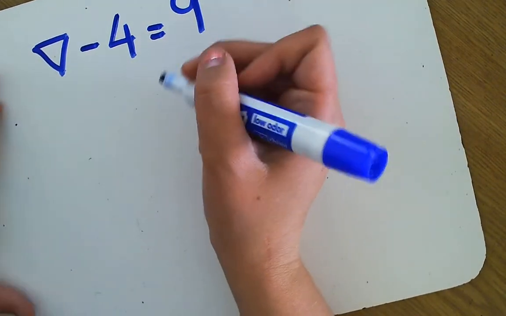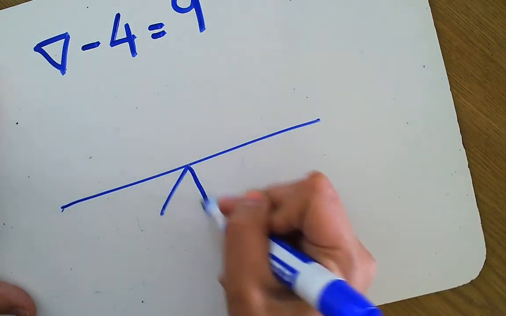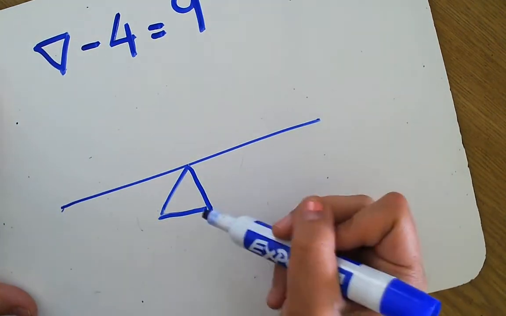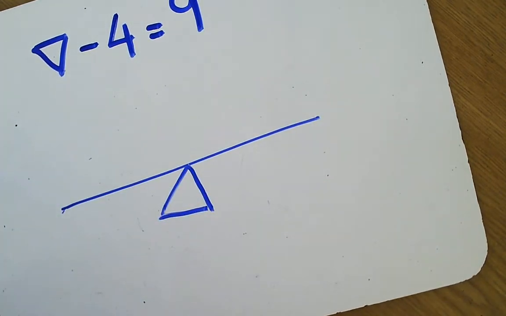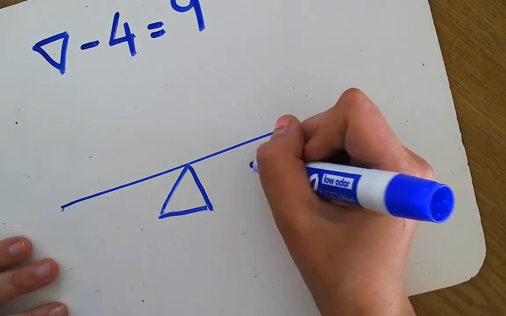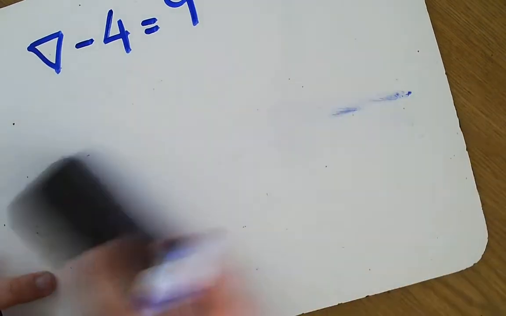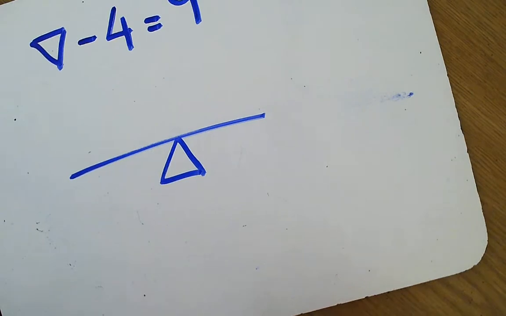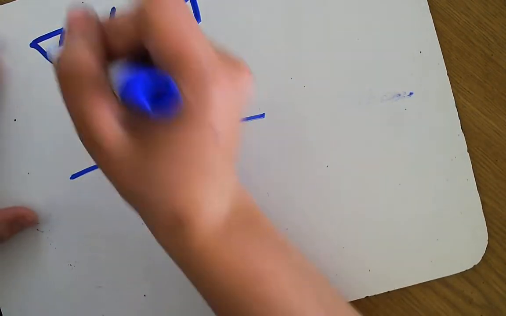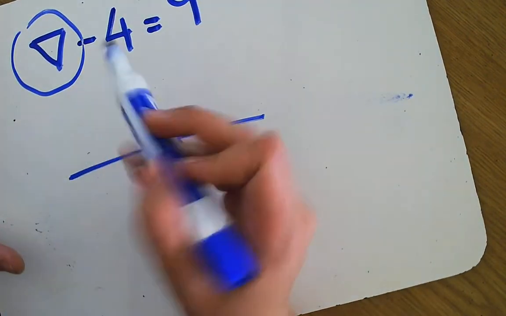Okay, so think about it. I always like to think about equations as a teeter-totter. Comment in the questions below what kind of class lever this teeter-totter is. But I always think of it as a teeter-totter, okay? So it needs to be balanced. Both sides of the equation need to be balanced.